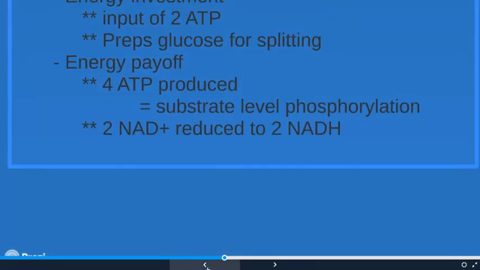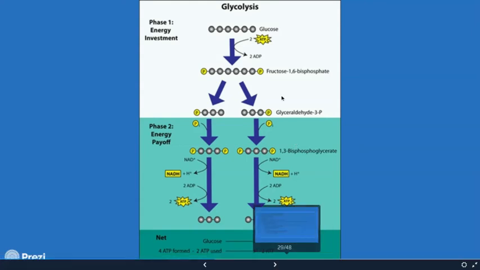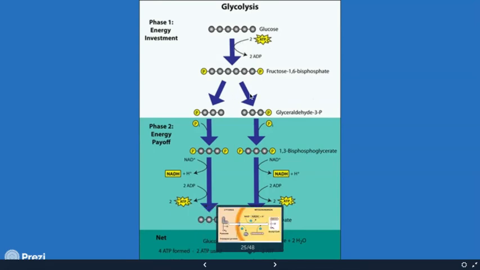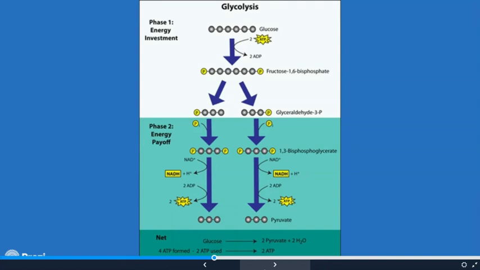Okay, let's take a close look at that. So here is phase one, our energy investment. We've got to plug in a little bit of energy so that we can break this glucose into two pieces. Okay. Then once we get that done, phase two is the energy payoff, where not only do we charge up some NAD, but we also get some ATP made because of it.